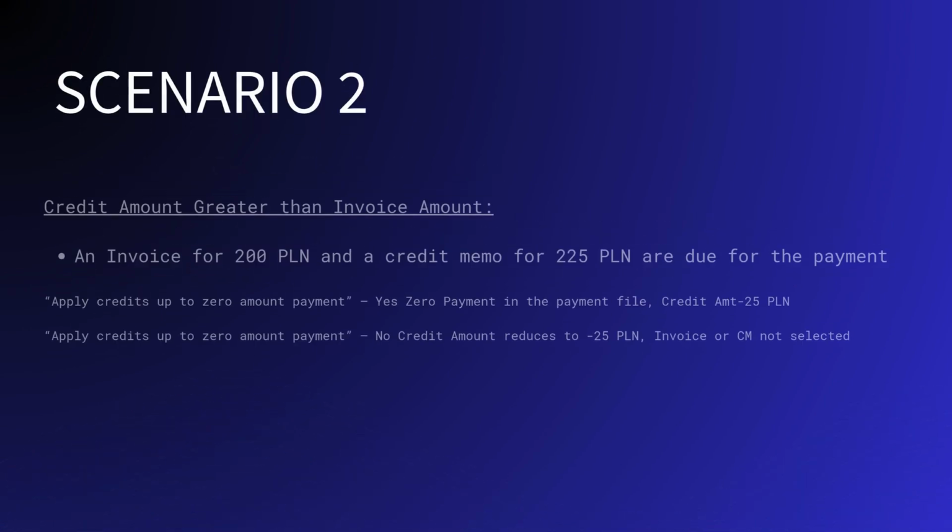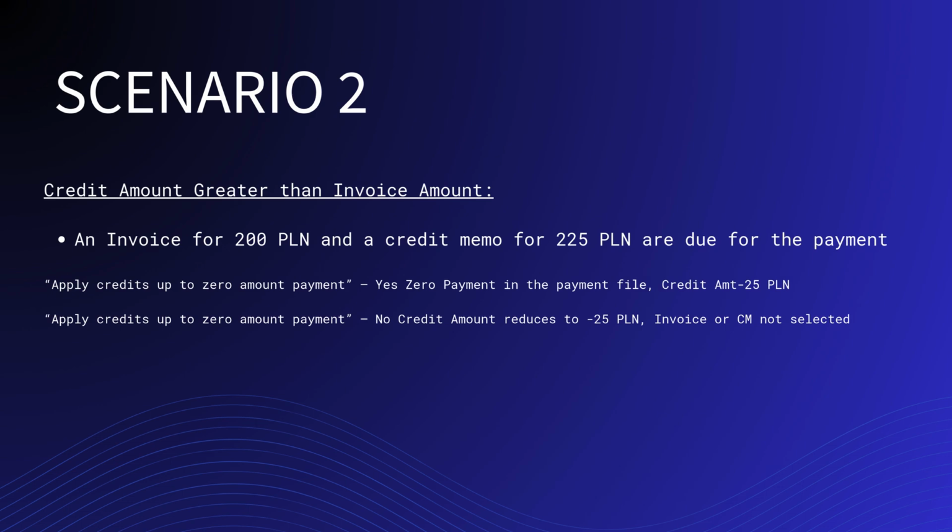But in the second scenario, where the credit amount is greater than the invoice amount, take an example of an invoice for 200 PLN and a credit memo for 225 PLN. If you tick that box, a zero payment will be created in the payment file, and the credit memo is going to be reduced to minus 25 PLN. If you don't tick this box, then the invoice or credit memo is not going to be selected.